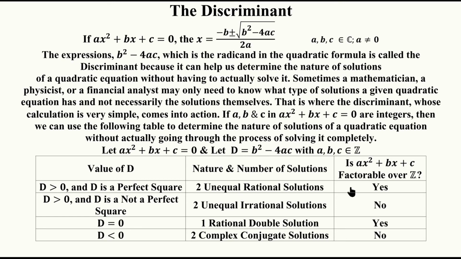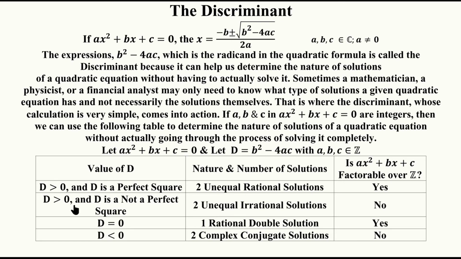Now, one of the nice things that you can tell when this happens, when you get a perfect square under the radical, is that this expression here, which is basically the left side of the equation, is factorable. So that means if this happens, you could have solved the quadratic equation using the method of factoring, which we had discussed previously.